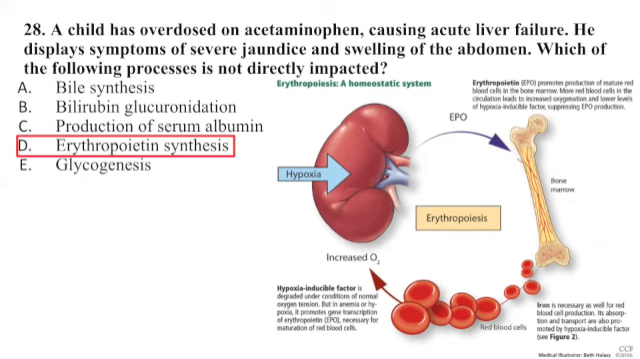Production of serum albumin also occurs in the liver because it's the major organ which synthesizes almost all plasma proteins. And then glycogenesis occurs in the liver too. That's where we store our glycogen. If you need to check this out, chapter 42 in Campbell is where you can go. And D is our correct answer here because this will not be directly impacted by liver failure, because it occurs in the kidneys.